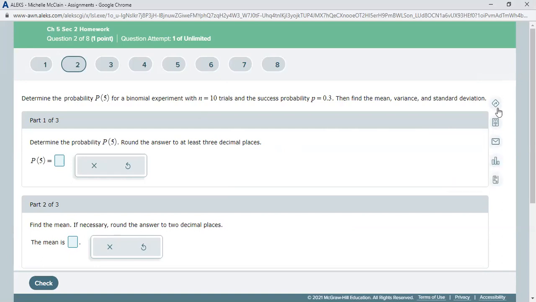So we're going to go to this right side with our panel of buttons, and we're going to click on tables. And after a minute, your tables are going to load up. We are going to be using the binomial probabilities. I'm going to make this a little bit bigger.